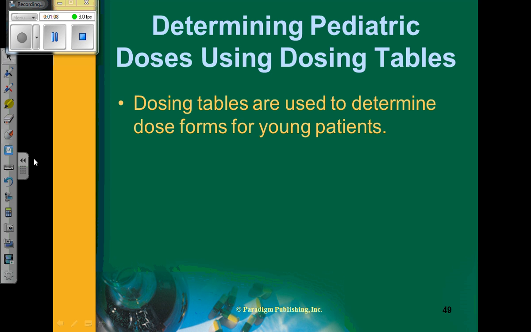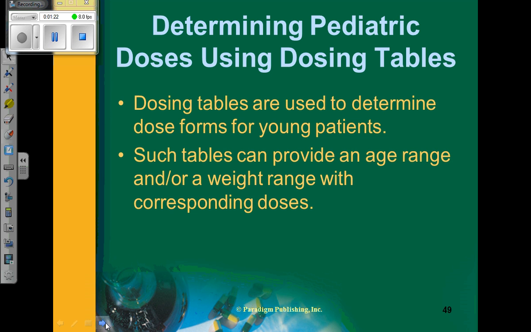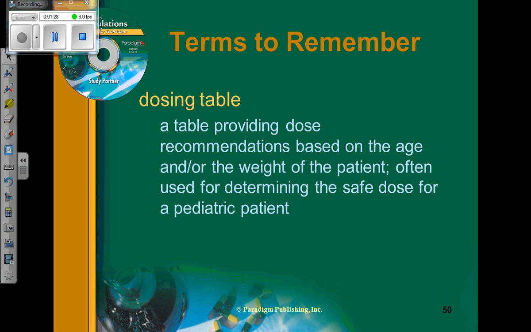So these guidelines are going to be provided in what we refer to as dosing tables. The dosing tables, of course, are going to be used to determine the dose forms for young patients. Such tables can provide an age range and/or weight range with the corresponding dose. This is a definition of dosing table.